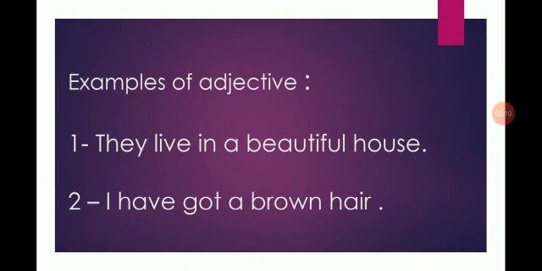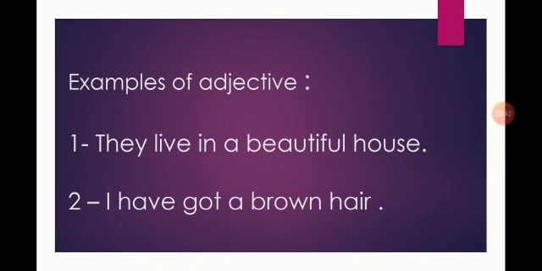Examples of adjectives. 1. They live in a beautiful house. So at first, they, this is the subject. Where's the verb? What are they doing? They live. So this is the verb. They live in a beautiful house. So here they describe the house as beautiful. هون وصفوا البيت بأنه جميل. So beautiful, this is an adjective that modifies or describes the noun house. So a beautiful house. Beautiful here is an adjective.